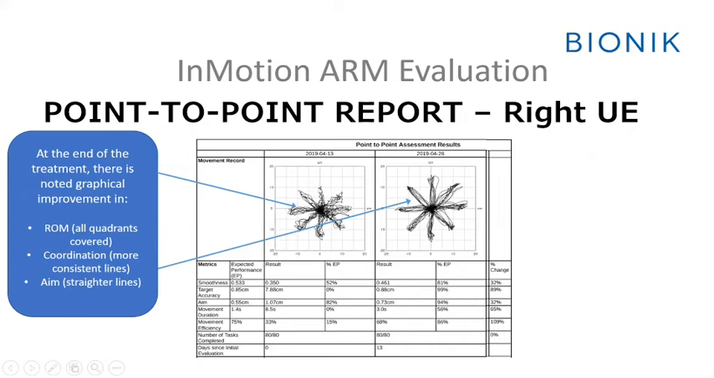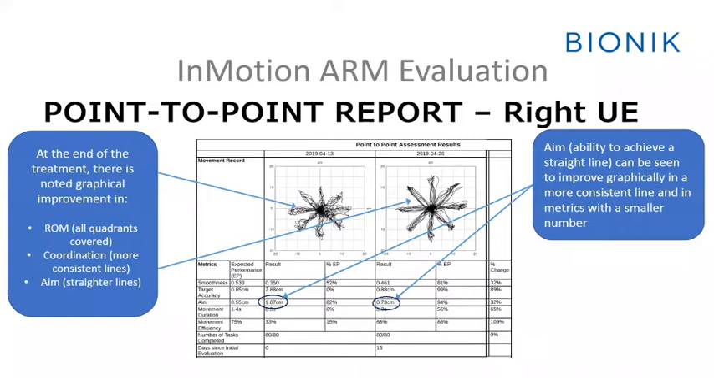So if you see in the first graphic, we don't actually reach the target, but the patient does completely reach the target in the second graphic. This can be a definition of coordination as well by the increase in the consistency of the lines, and then also an improvement in aim because the lines are straighter, which you can see in the graphic itself.